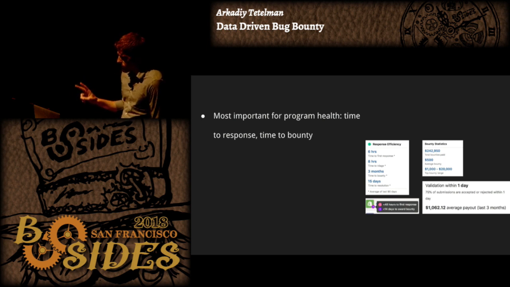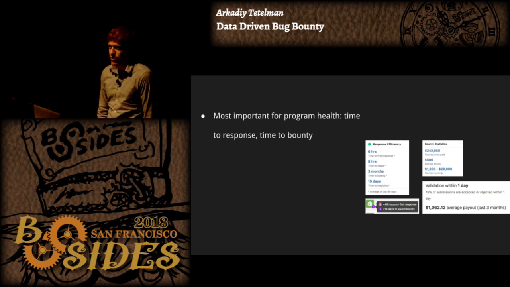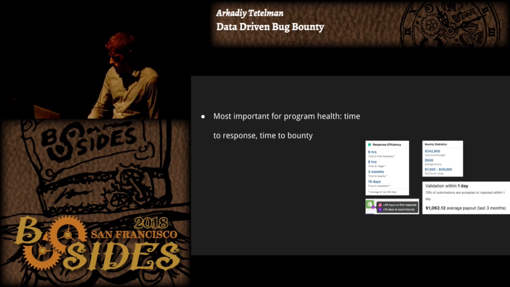So probably the two most important metrics that you should be looking at here are response time and time to bounty. That's really what researchers care the most about. If you talk to security researchers, they really don't like being ignored. They don't like waiting. It even comes first above bounty amount. So sometimes they don't want or need the money, or sometimes they're just after the fame of it. But having a fast response time is probably the number one most important thing.